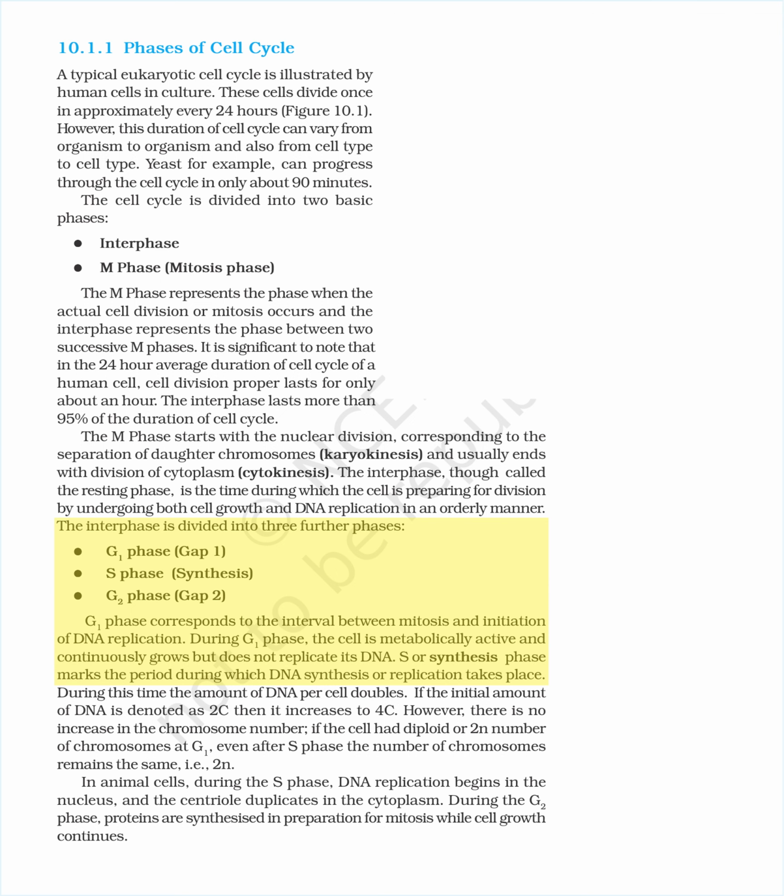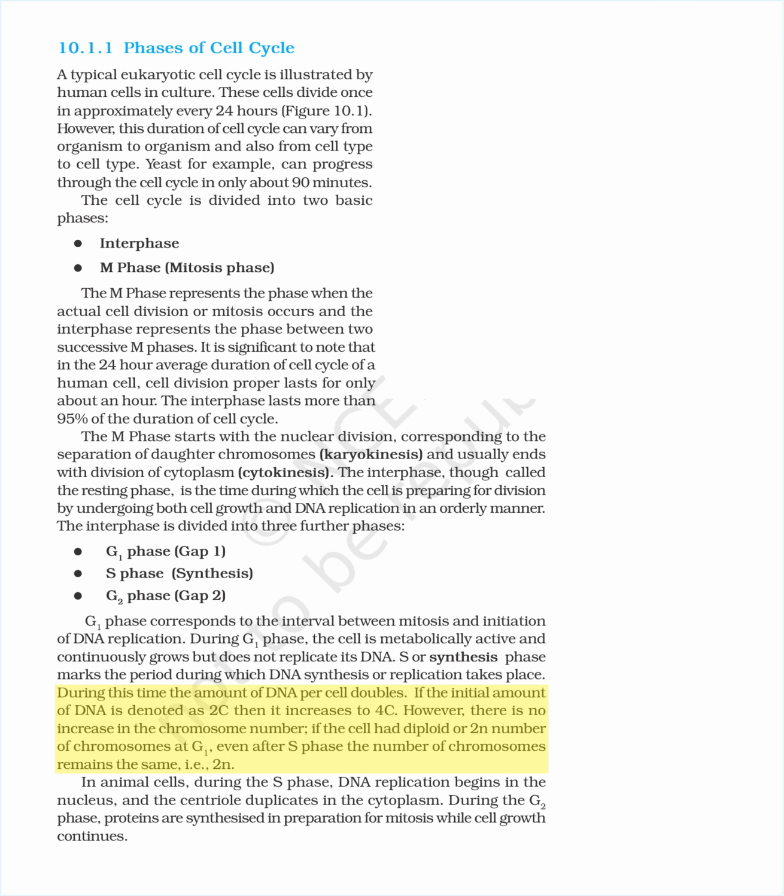G1 phase corresponds to the interval between mitosis and initiation of DNA replication. During G1 phase, the cell is metabolically active and continuously grows but does not replicate its DNA. S or synthesis phase marks the period during which DNA synthesis or replication takes place. During this time, the amount of DNA per cell doubles.